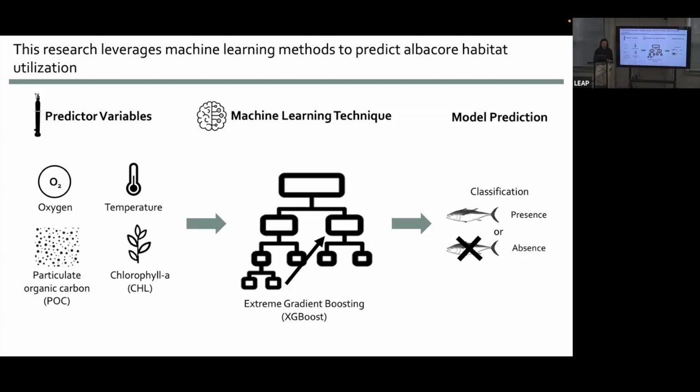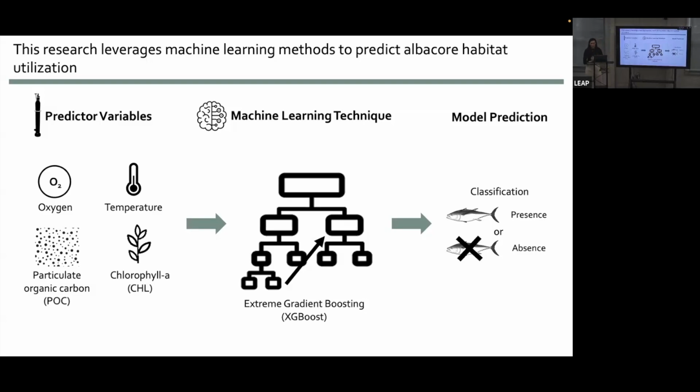So each model uses a subset of environmental predictors, including temperature, oxygen, and these proxies for optimal foraging conditions, chlorophyll and particulate organic carbon, or POC. We use the XGBoost classifier as our machine learning algorithm, and then the model is trained to predict fish presence or absence, or the probability of fish occurrence, using these environmental predictors.